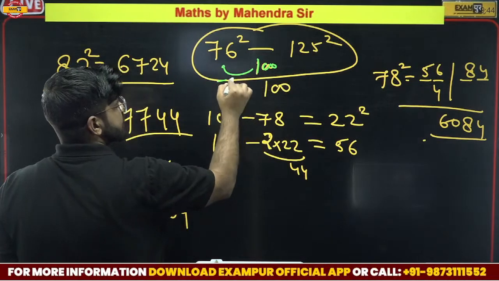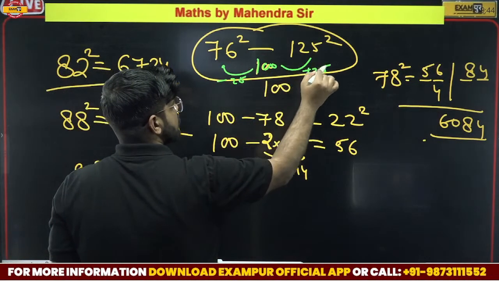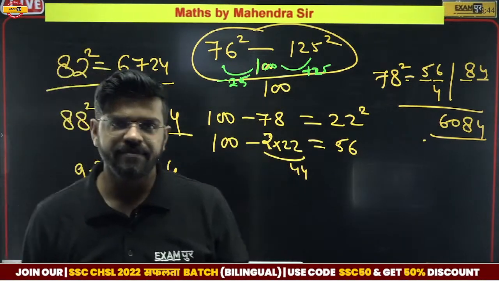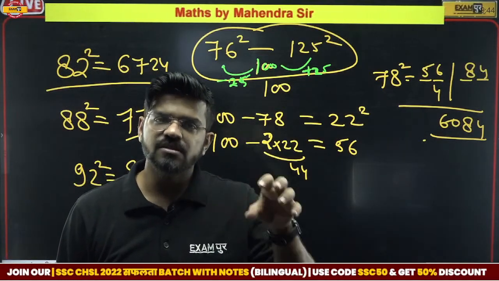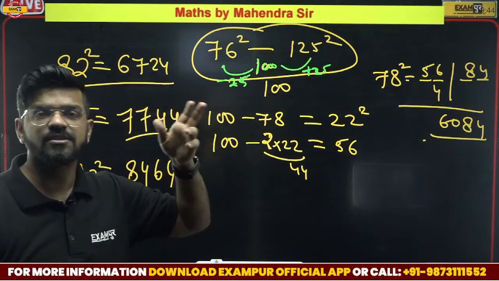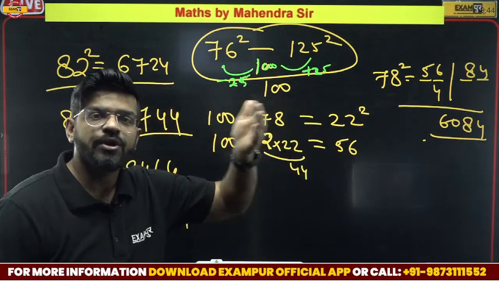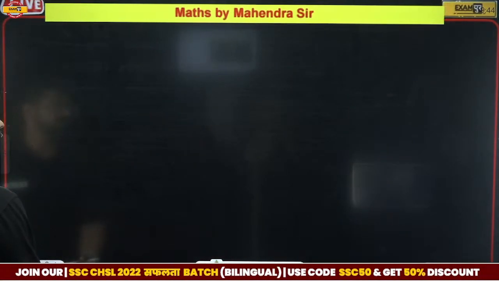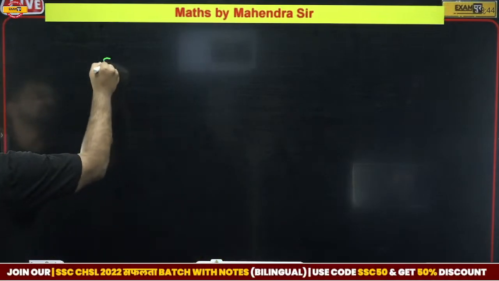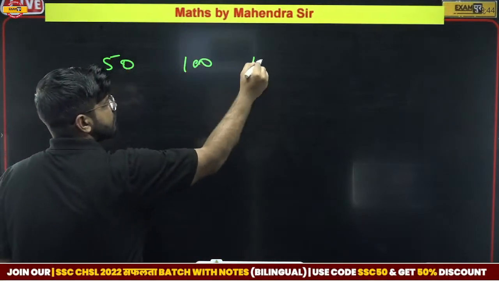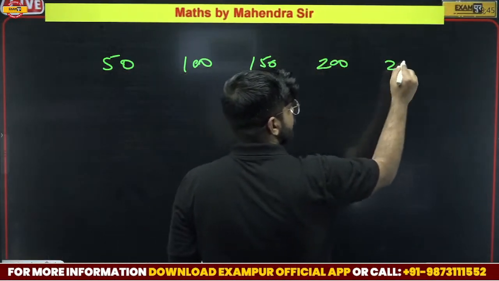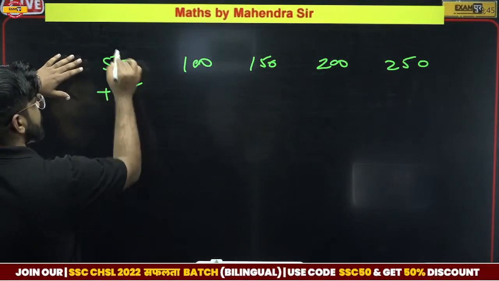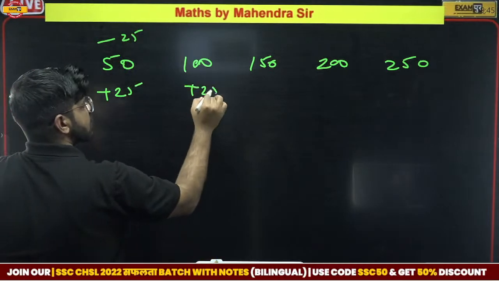This is again 25 less and 25 more. So that's why I told you to remember squares up to 25. If you have remembered these squares, you can easily find the squares 25 more than and 25 less than 50, because 50 is stable. Why is 50 stable? 50, then 100, then 150, then 200, then 250. That's how this trick works. Plus 25, minus 25, plus 25, minus 25, plus 25, minus 25.